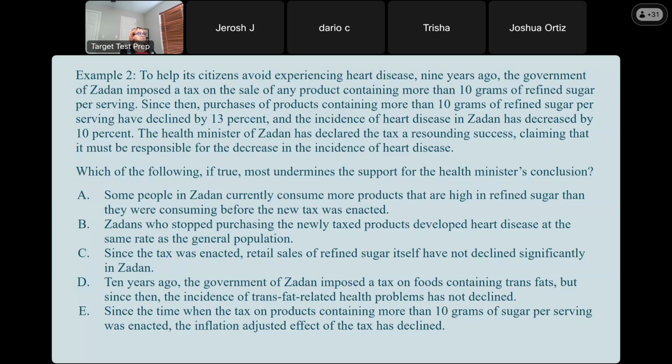Okay. To help its citizens avoid experiencing heart disease, 9 years ago, the government of Sudan imposed a tax on the sale of any product containing more than 10 grams of refined sugar per serving. Since then, purchases of products containing more than 10 grams of refined sugar per serving have declined by 13%, and the incidence of heart disease in Sudan has decreased by 10%. The health minister of Sudan has declared the tax a resounding success, claiming that it must be responsible for the decrease in the incidence of heart disease. Which of the following, if true, most undermines the support for the health minister's conclusion? Let's look at our breakdown.